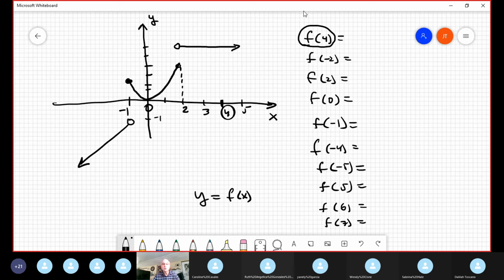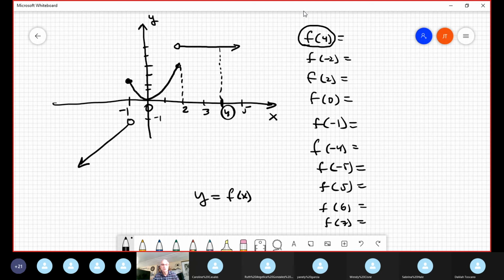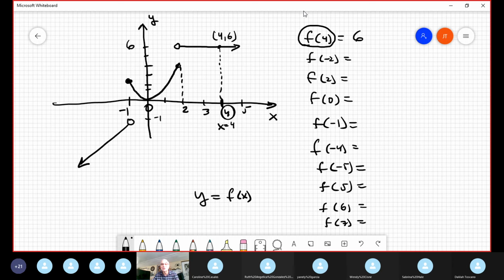X equal 4. So you try to go to the graph and touch the graph. It's 6. Okay, I go x equal 4, I go to the graph, upward or downward, but I try to touch the graph. I try to find the y value. This point is the point (4, 6). Now the y value associated with the 4 is 6. Do you see or no?